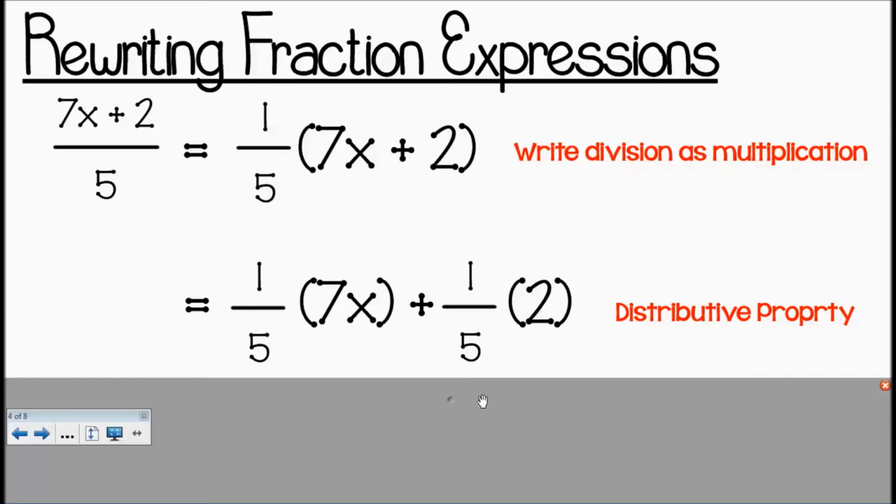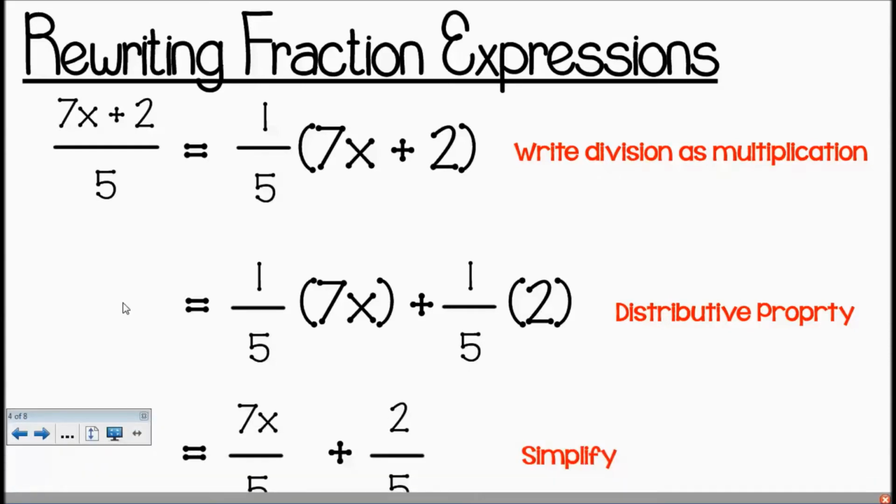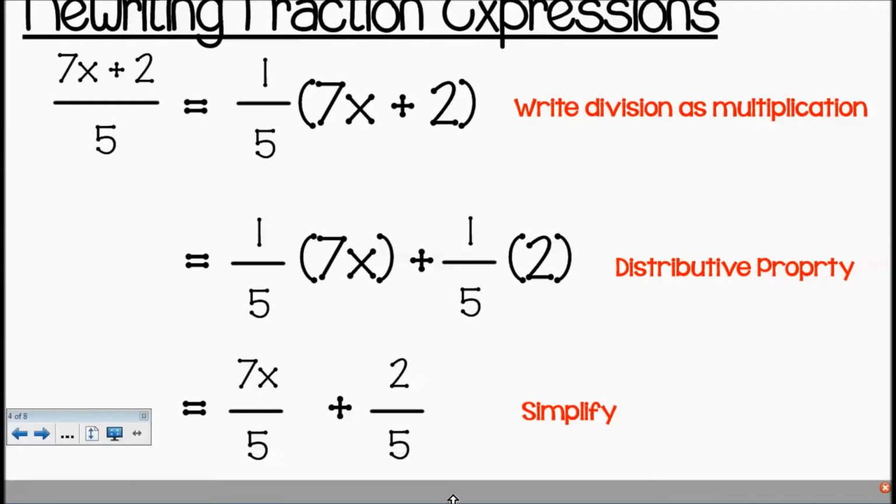I'm distributing that 1/5. And then you simplify it down, and you have 7x over 5 plus 2 over 5. The more fluent you get with this, you'll be able to go directly from the beginning problem, 7x plus 2 over 5, to 7x over 5 plus 2 over 5. So you're distributing that division just like before you were distributing the multiplication.